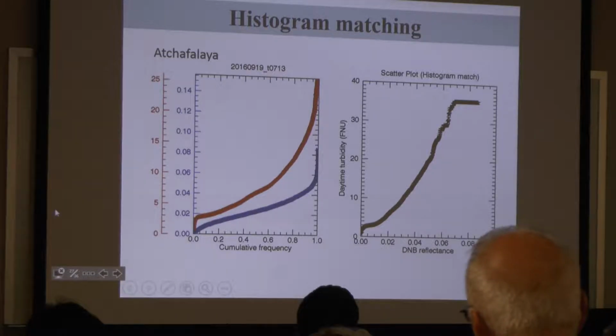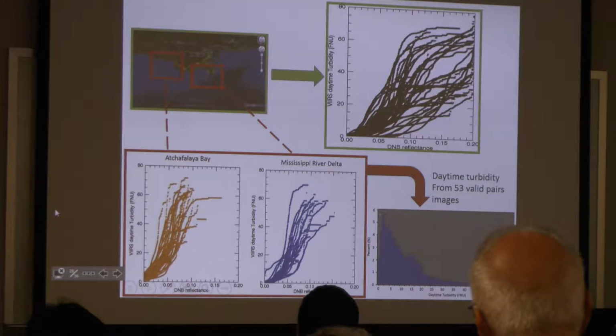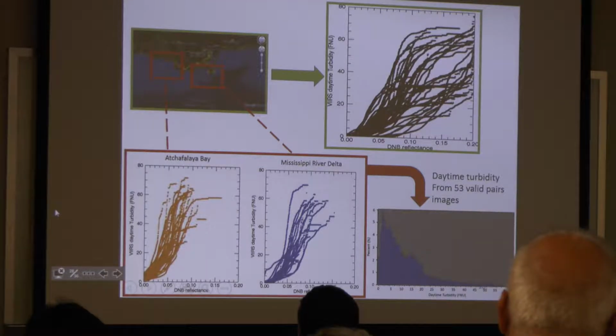The matched or paired points can be drawn in this figure. So the x-axis is daylight band reflectance and the y-axis is daytime turbidity. For each case, I can derive a relationship by using the histogram matching. So we have 118 cases. If I plot all the cases in the entire North Gulf of Mexico, this is the distribution I get.